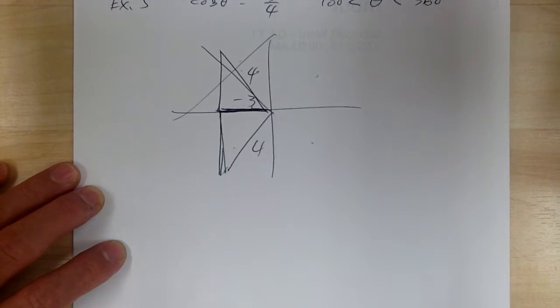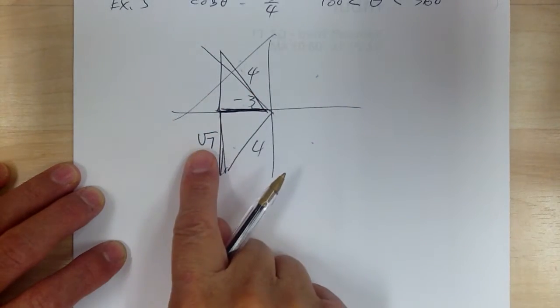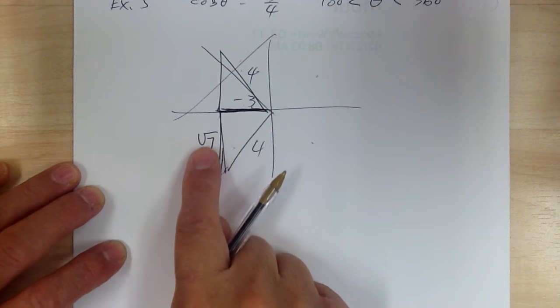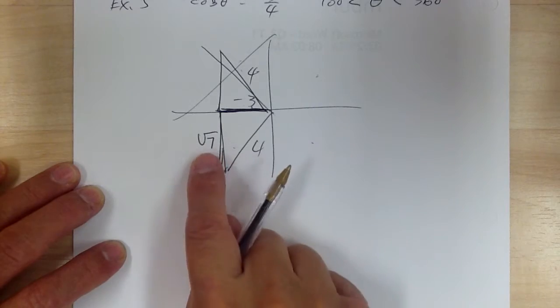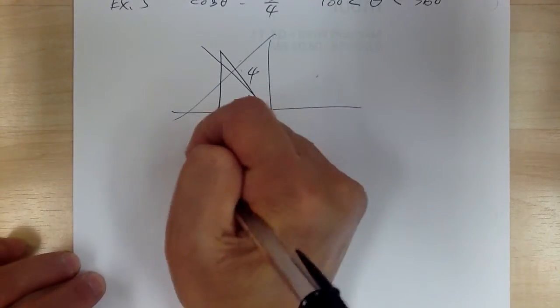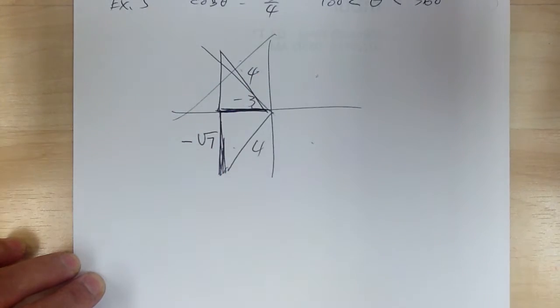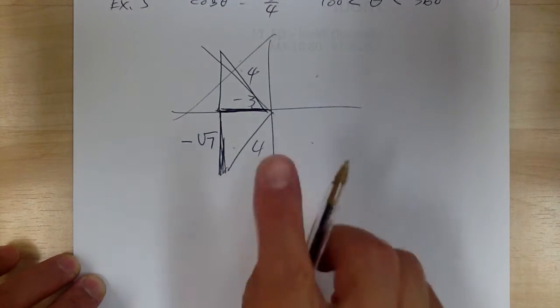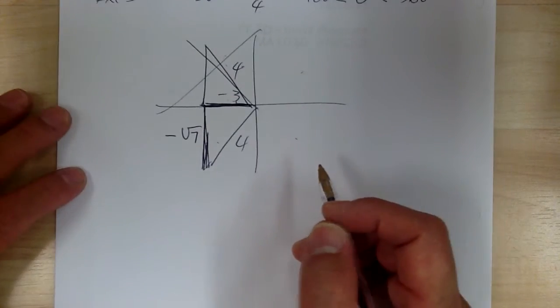So use your Pythagorean Theorem. So this would be square root of 7. Now don't put 5 over here. It's not going to be 5. You've got to use your Pythagorean Theorem correctly. So it would be square root of 7, and it's negative, because this is done. So now, once you get this picture, you can go and get all your functions, right?